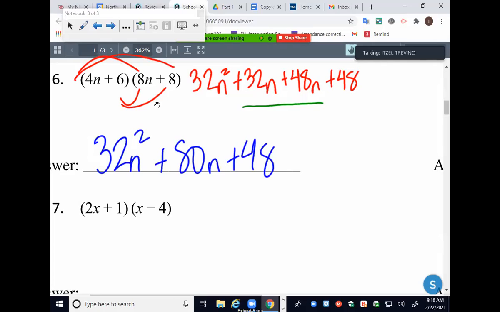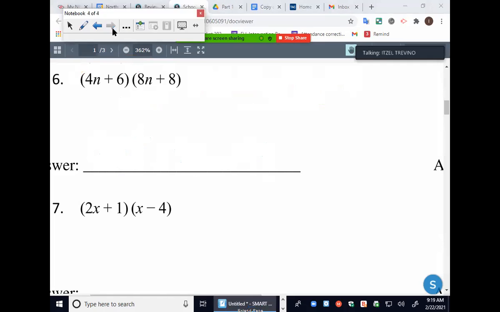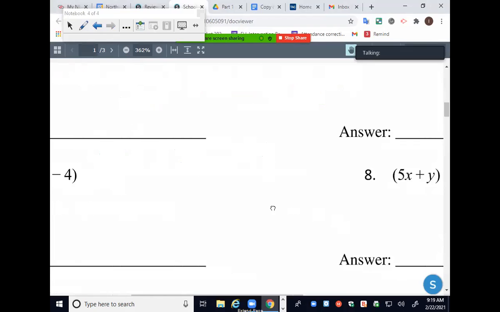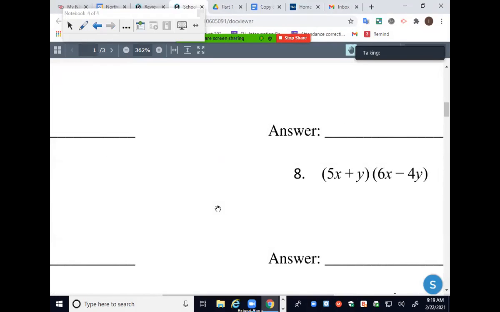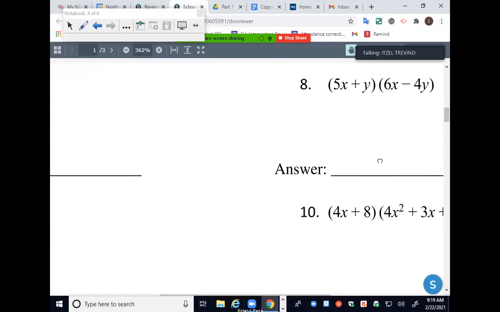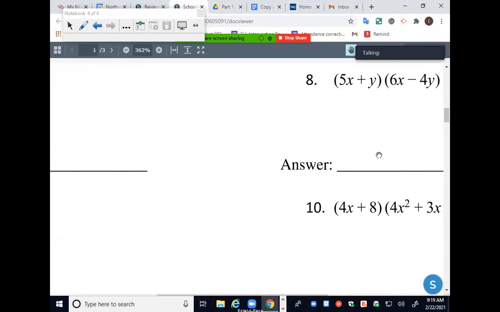So whenever we're multiplying, one more time, guys, we multiply everything the whole way through. Nice and pretty. Don't forget to combine your like terms. We'll do another one, but don't forget to combine your like terms. Let's do number 8. Here. Number 8 has two variables.